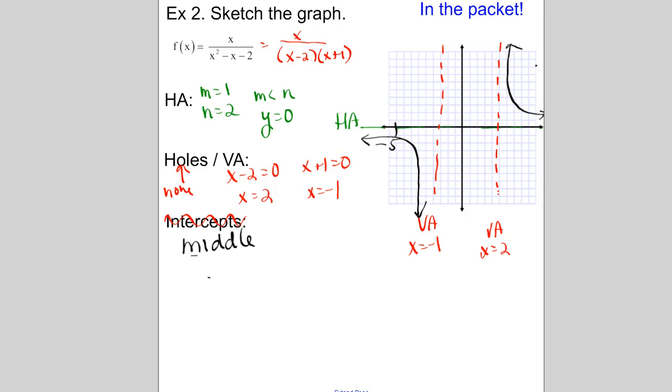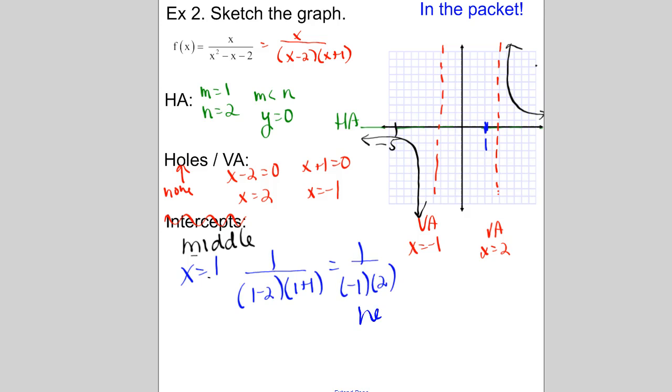So this is the number 2. I'm going to pick the number 1, and I'm going to see at 1, is my value of my function a positive number or a negative number? So when x equals 1, I end up with 1 over 1 minus 2 times 1 plus 1. So I end up with 1 over negative 1 times 2. So this is a negative number. So I know at 1, my graph is down here somewhere, negative. So I'm going to do this. And that's it. So we're going to use that sign diagram in really 2 locations.